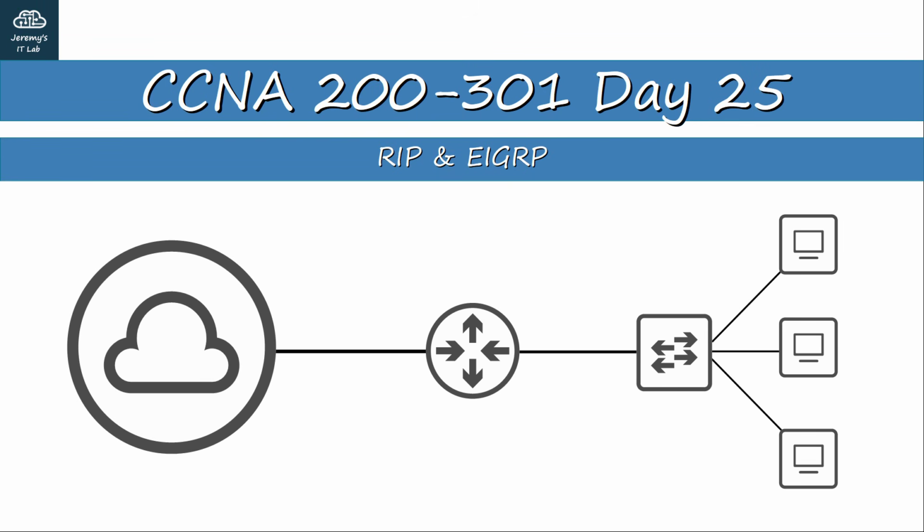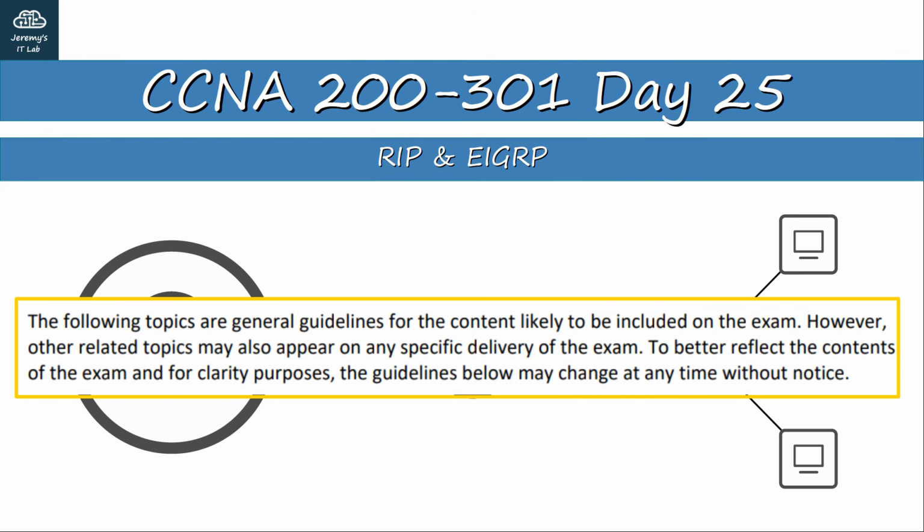Cisco's exam topics list states this: the following topics are general guidelines for the content likely to be included on the exam. However, other related topics may also appear on any specific delivery of the exam. So don't think that just because something isn't on the exam topics list, you don't have to know anything about it. Of course, we won't study RIP and EIGRP to the same level of depth that we will study OSPF, which is explicitly listed on the exam topics list.